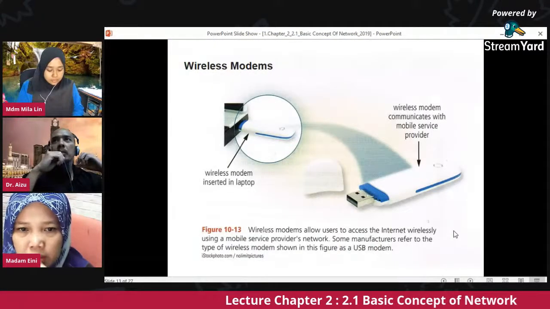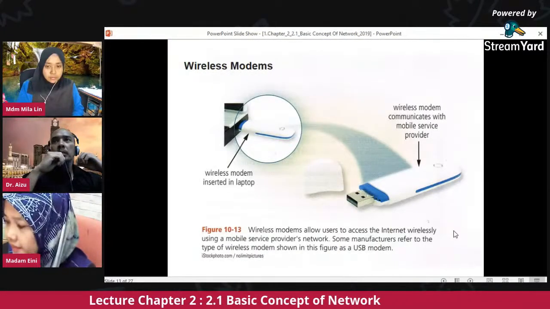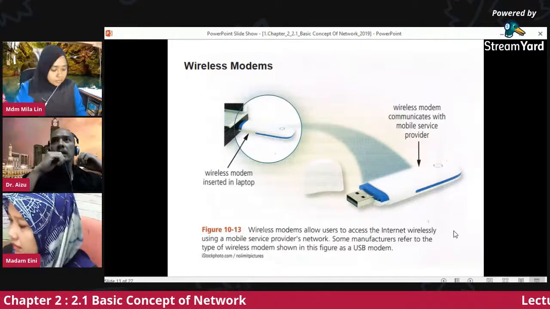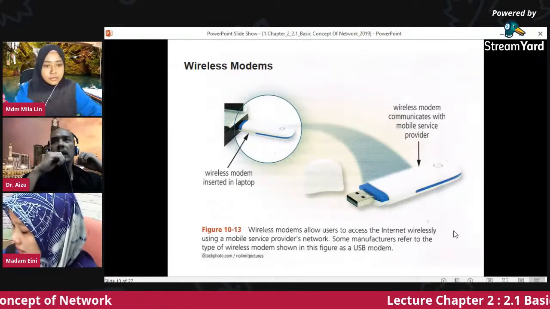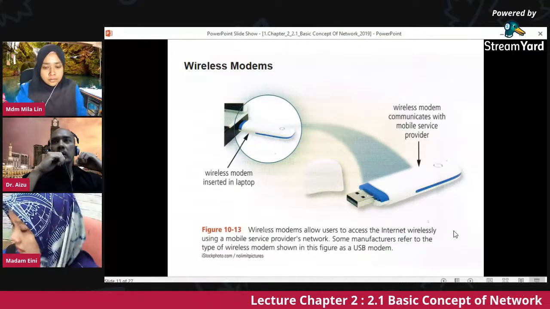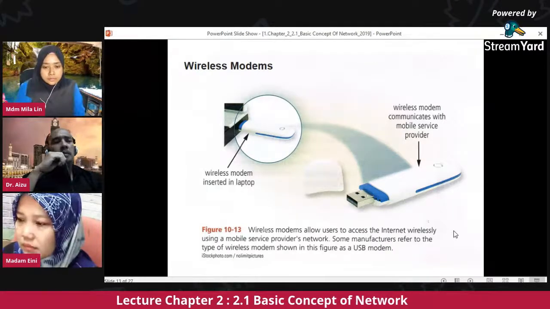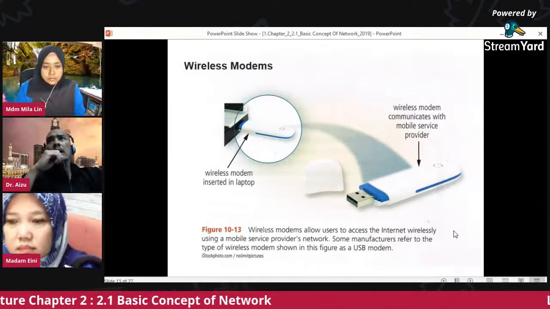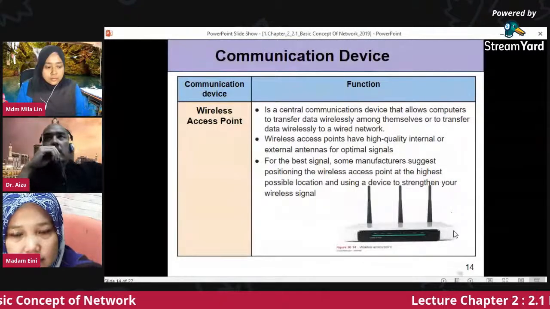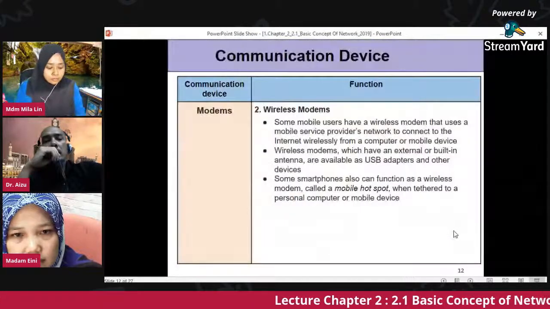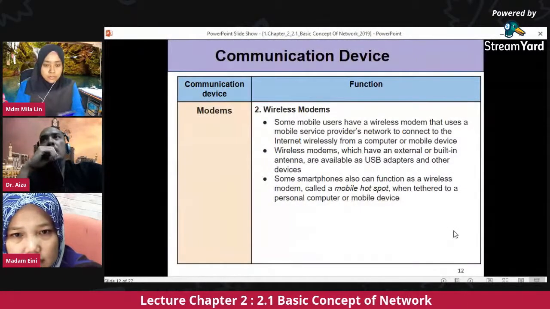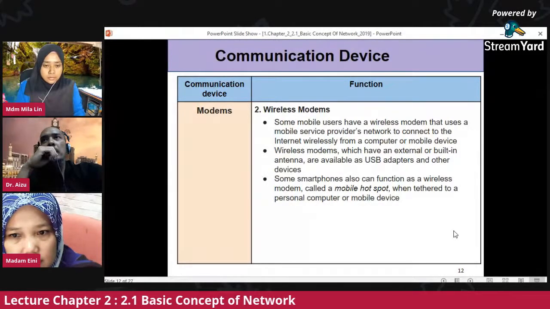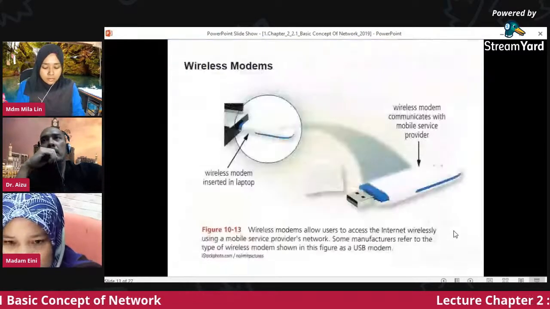This is the example of wireless modem. You can see wireless modem inserted in the laptop if the laptop doesn't have network connection, internet connection. Another example of wireless modem, if you look at your smartphone, there are built-in wireless modems. That's the easiest example of wireless modem that you can refer to.